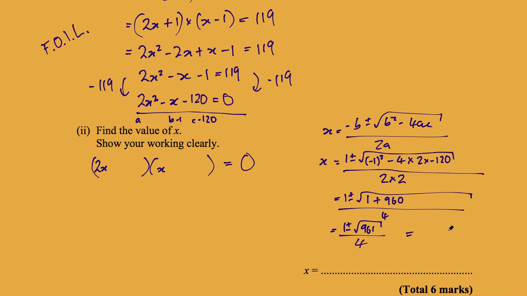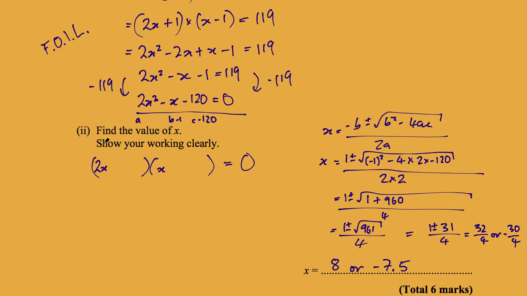And that is 31, the square root of 961. So that's 1 plus or minus 31 over 4. So that's either 32 over 4 or 1 minus 31, so that's minus 30 over 4. So when I do those, 32 over 4 is 8, or minus 30 over 4 is minus 7.5.